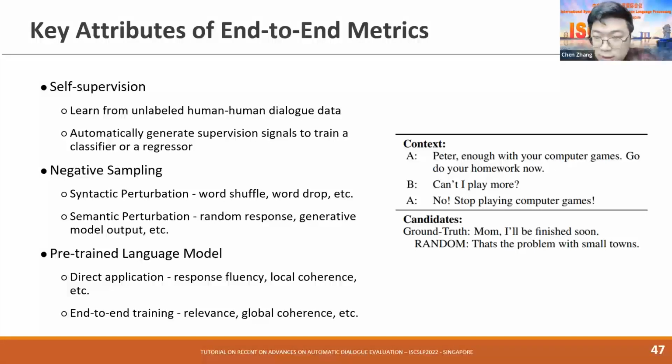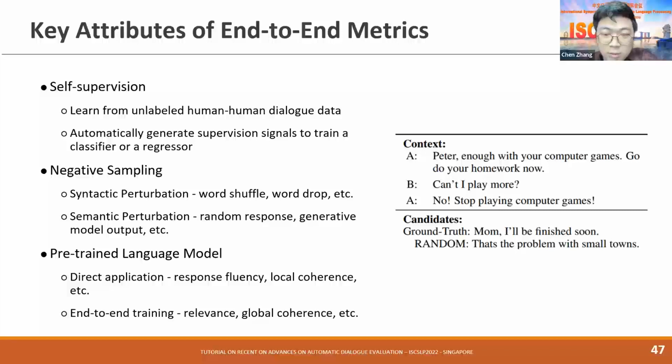Here we can see an example. We have the dialogue context, then we have the original ground truth response that is derived from the human-human conversation. Then we rely on the random utterance sampling strategy to obtain one response from a different dialogue. So we try to train a metric that is able to tell the ground truth from the random response. It's just an example of negative sampling. Of course, there are many different sampling strategies to improve the metric performance.